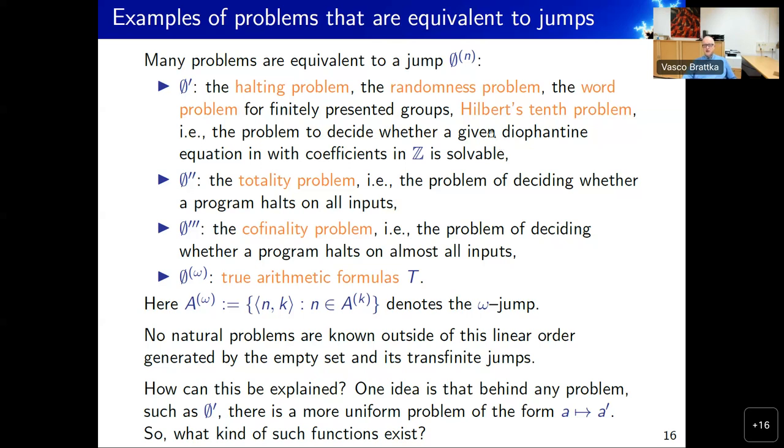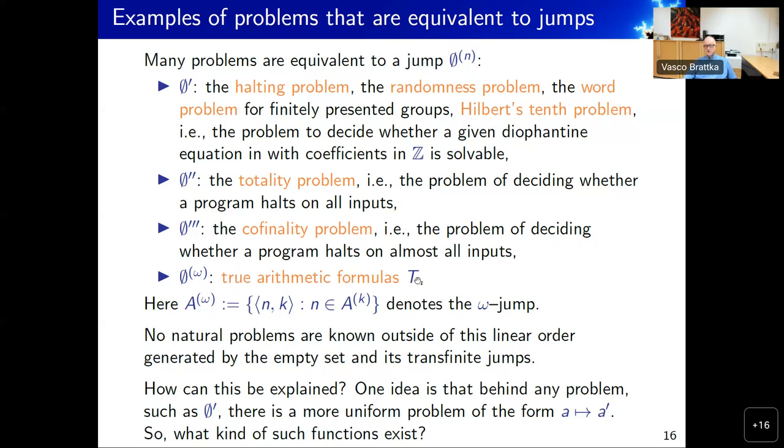And then you can create variants of these problems. For instance, the totality problem is the problem of whether a given program halts on all inputs. That's on the next level, the second jump of the empty set. And using a similar idea, you can also modify problems from algebra or on Diophantine equations so that you get into the same equivalence class. Then the cofinality problem is the problem, does a program halt on all but finitely many inputs? That's on the next level of the hierarchy and so forth.